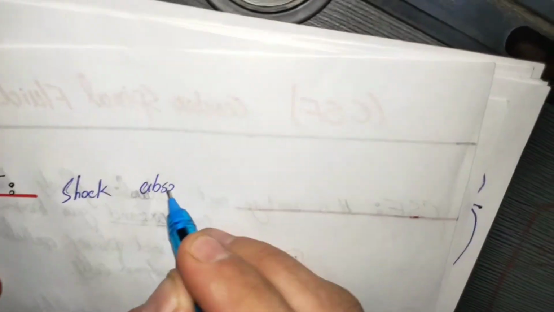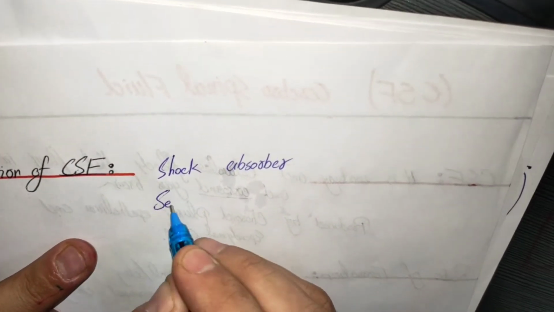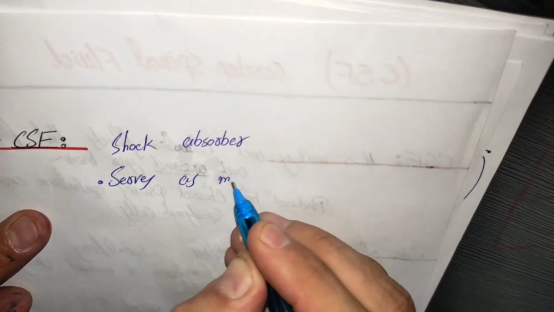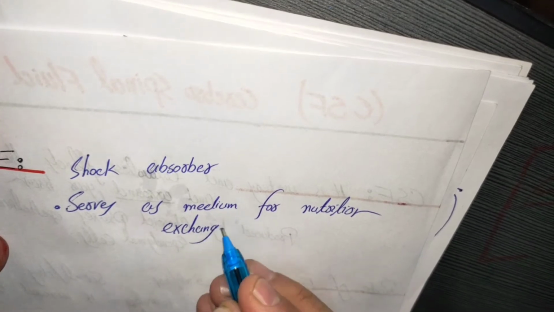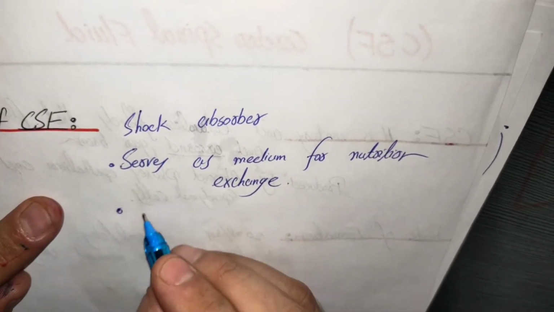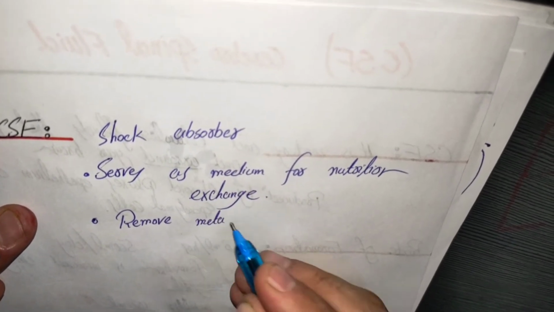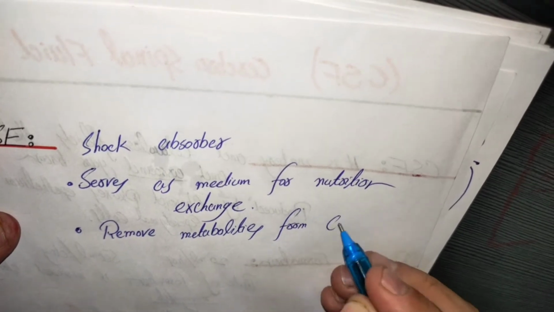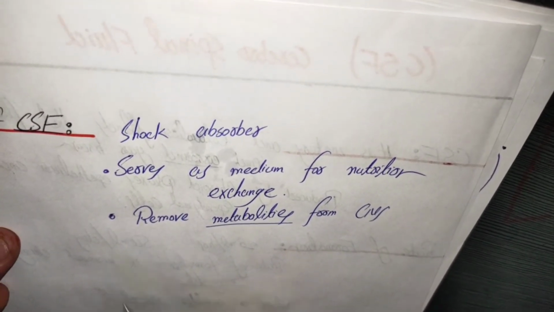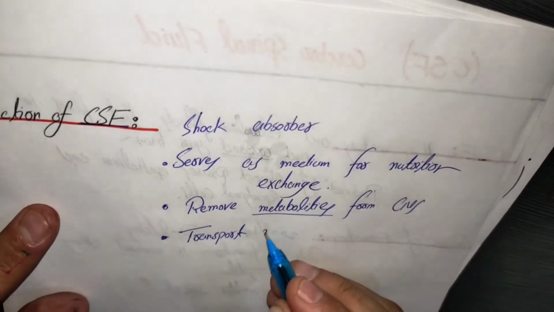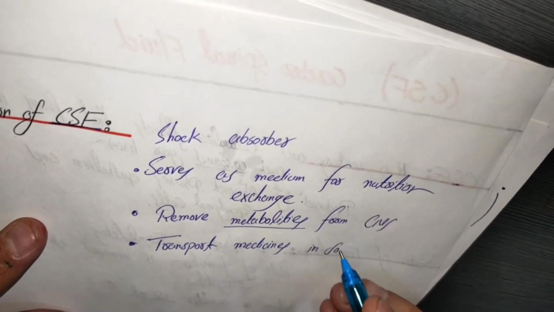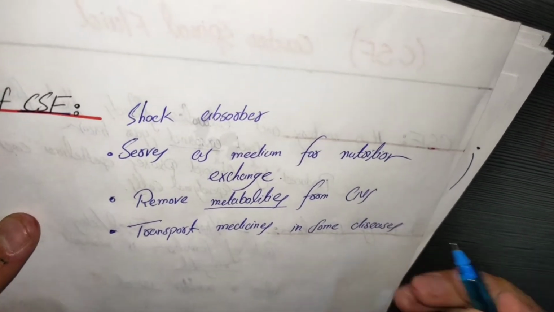Now let's talk about the function of CSF. The CSF is a shock absorber. CSF serves as a medium for nutrient exchange. Another function is that it removes waste metabolites from the CNS. CSF also transports medicines in some diseases.